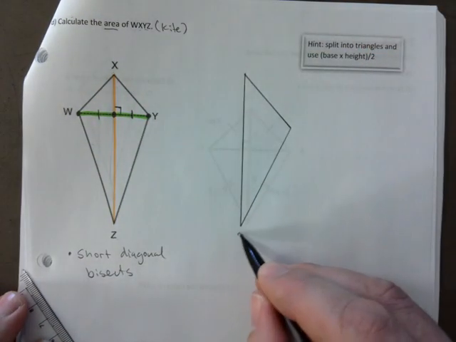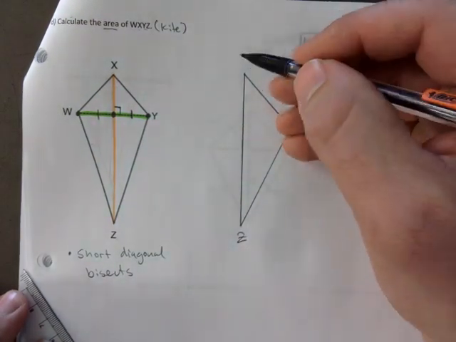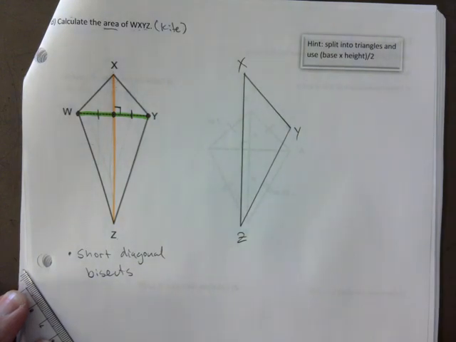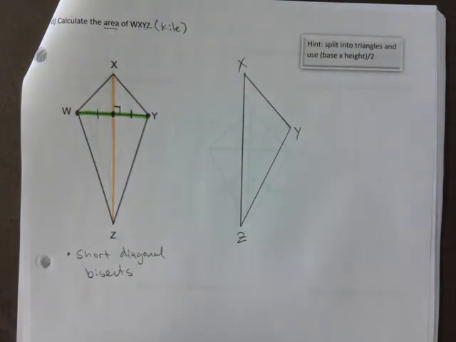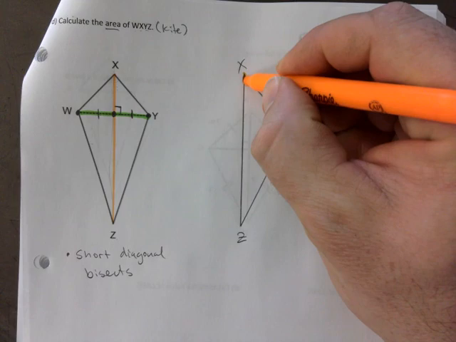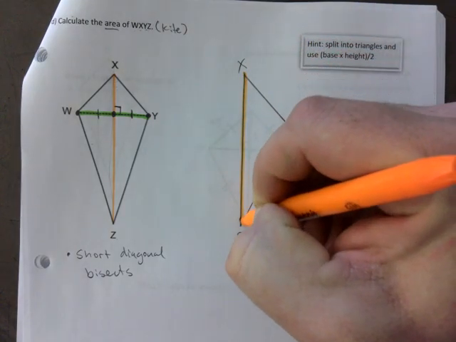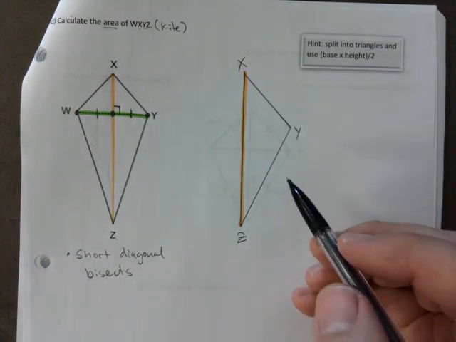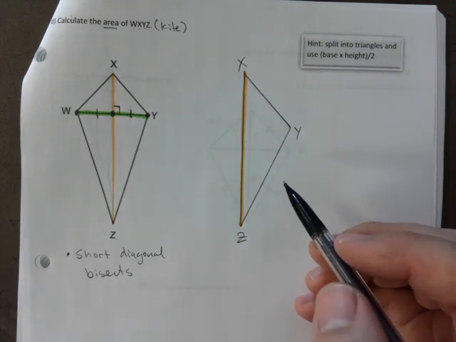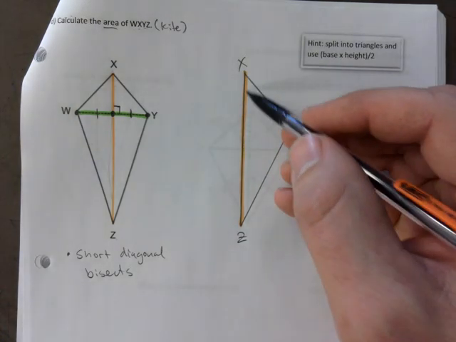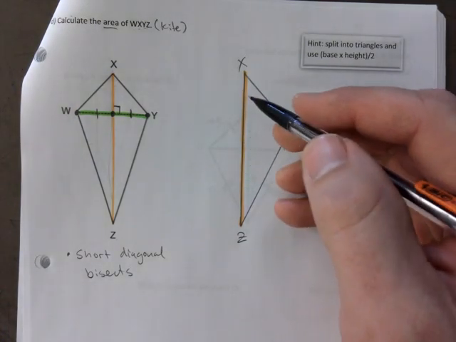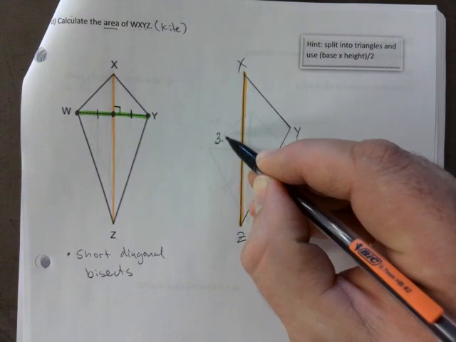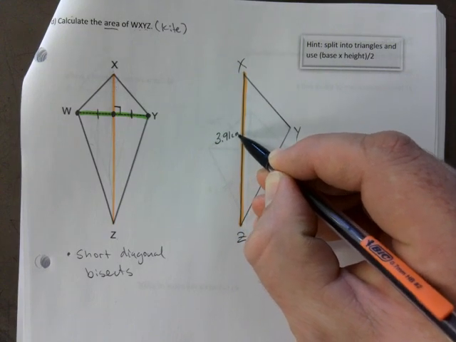Okay, so you can put Z down here, Y, X like that. This is the orange side still. We know what that was from the previous page, right? What was it again? 3.91? Yeah, this I calculated on the previous page. That's 3.91 centimeters.